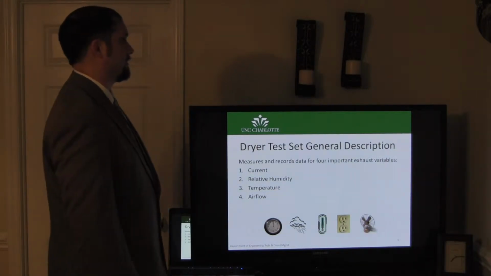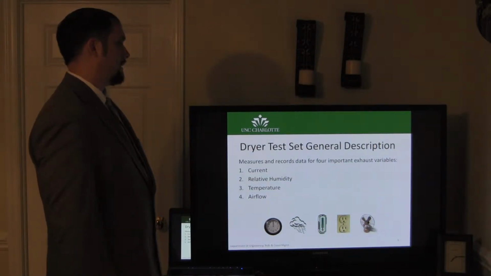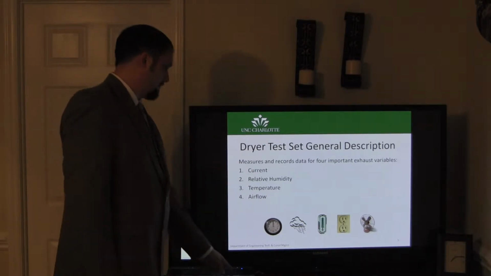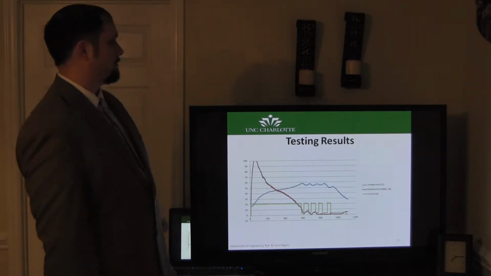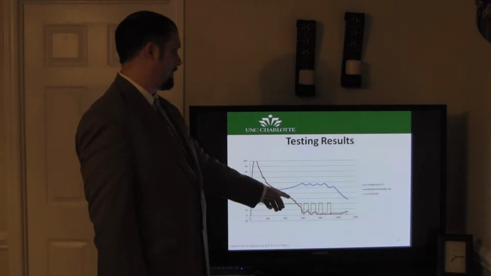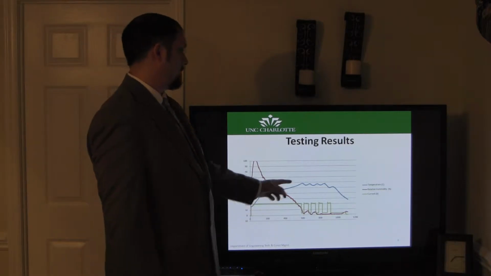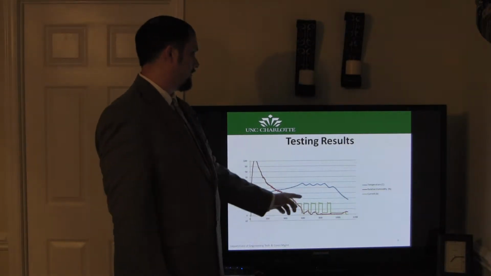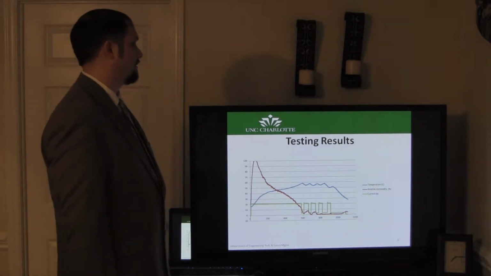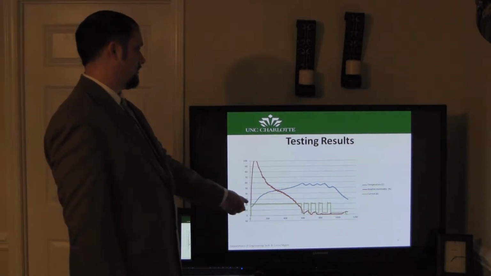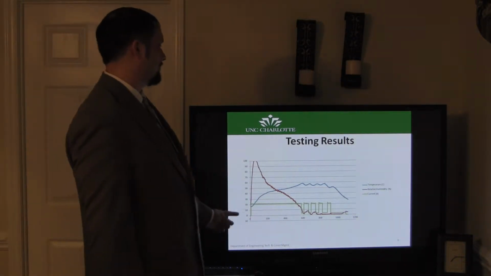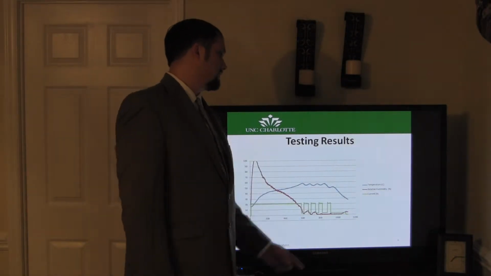The dryer test set journal description. Again, it measures current, relative humidity, temperature, and airflow. So here's an example of that data that we collected in the test set. Red being the relative humidity, blue being temperature, and green being current. So this is one cycle of drying clothes. And as you see, the relative humidity goes up and then comes back down. The temperature steadily rises and eventually cuts off.